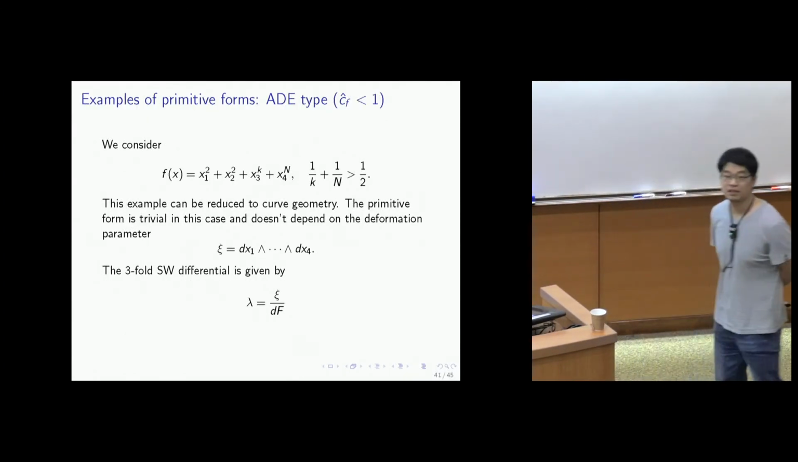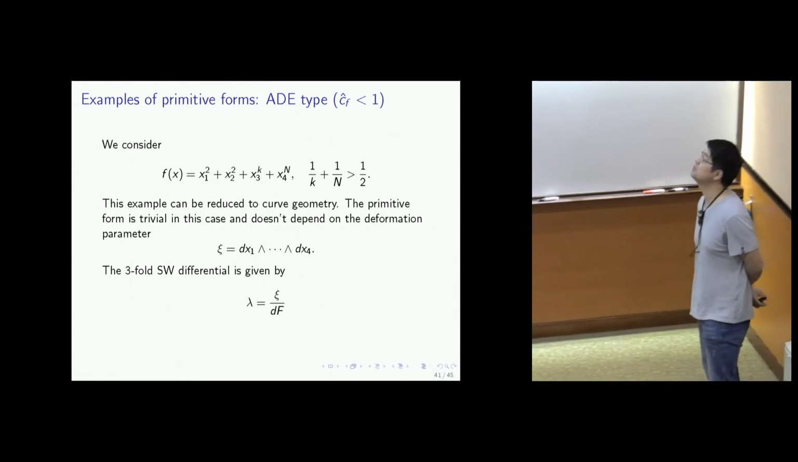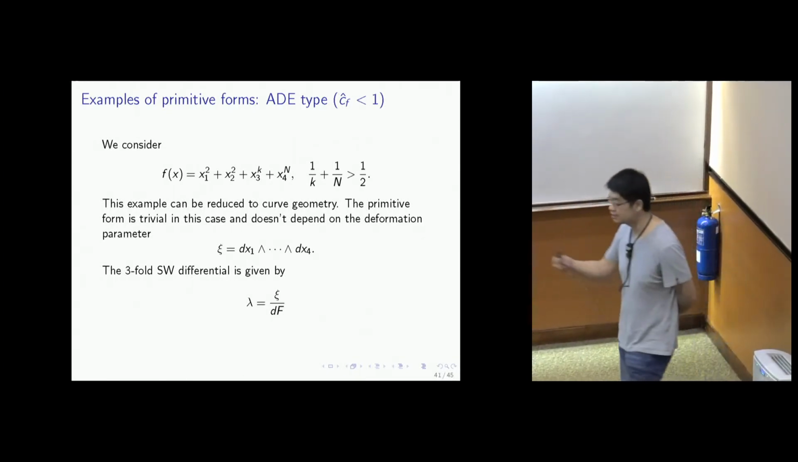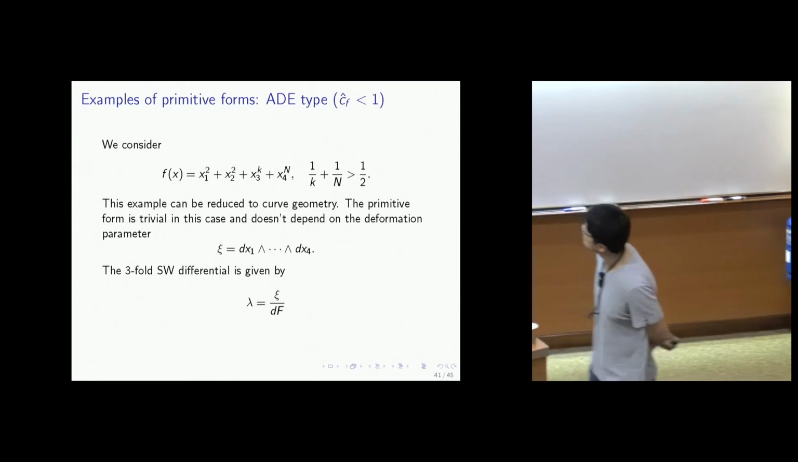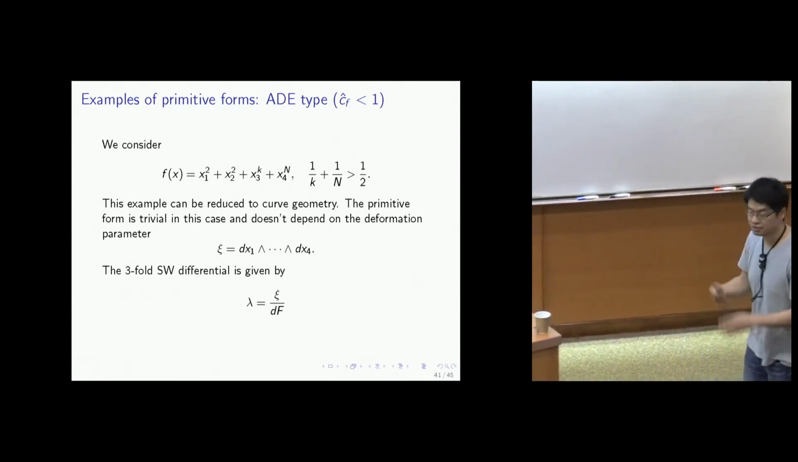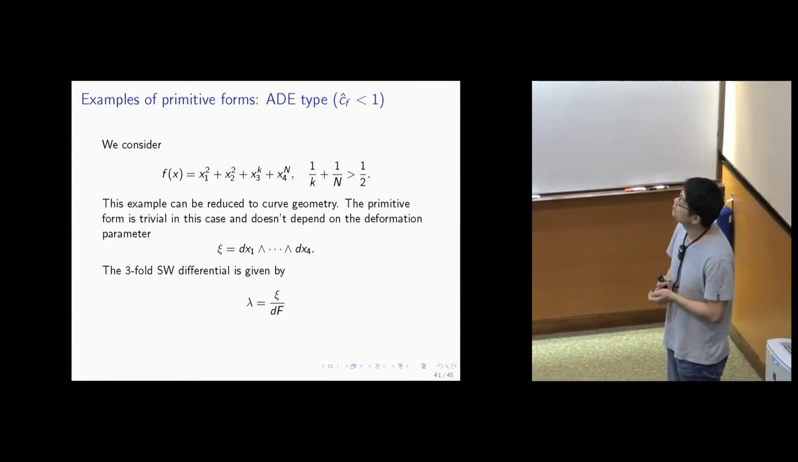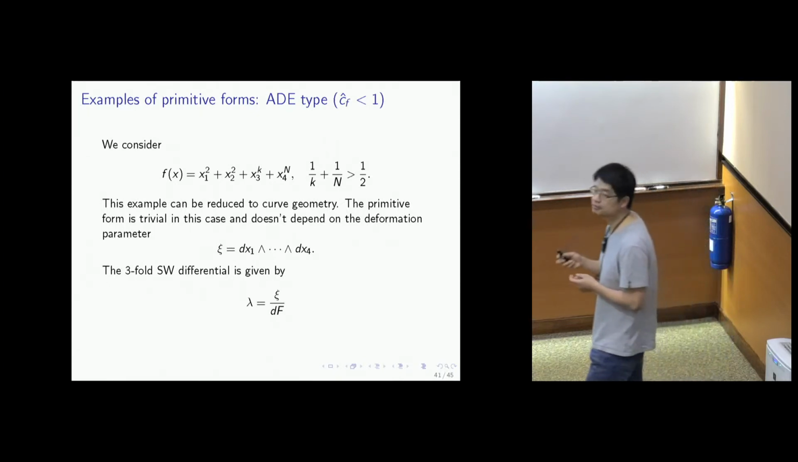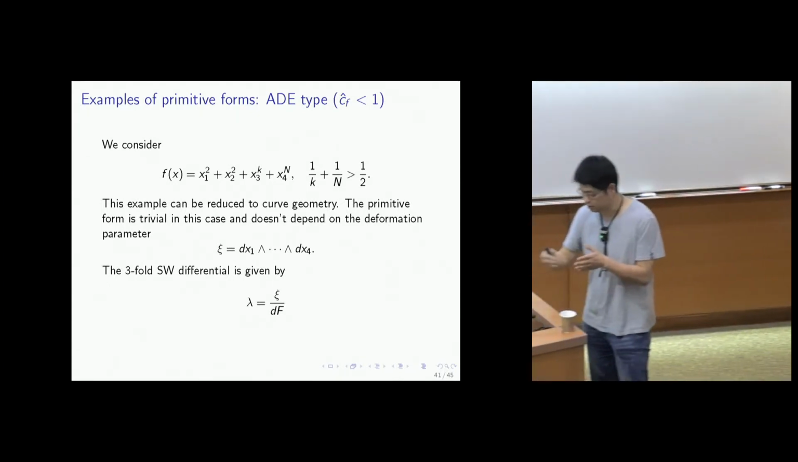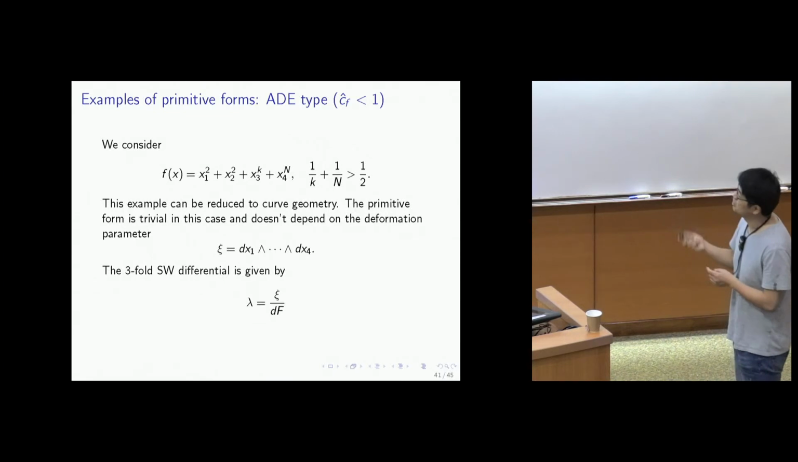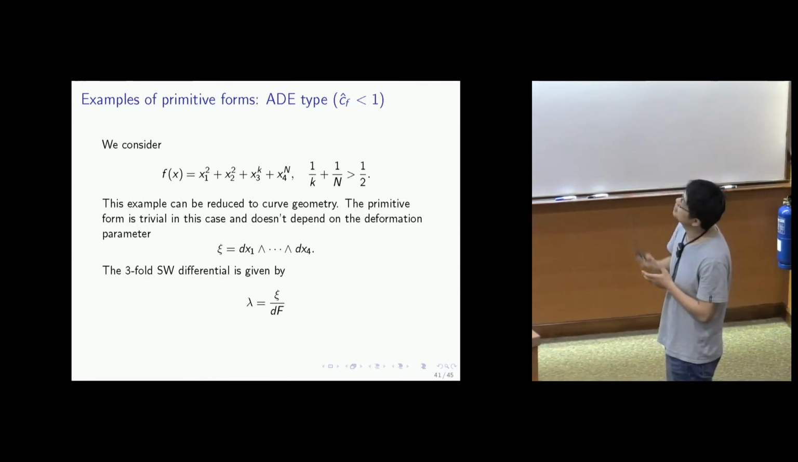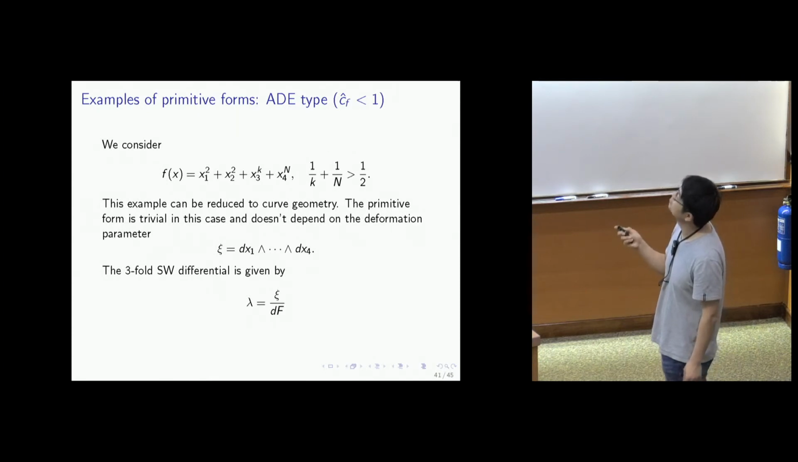So let me give, in the rest of the time, some examples of the primitive form that give rise to this kind of Seiberg-Witten solution, to give you some feeling about this. As I mentioned, this primitive form arises from the semi-infinite Hodge structure, so the construction is rather involved, but in some examples we know what it looks like. So for example, consider this case.